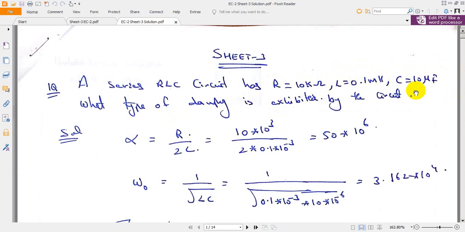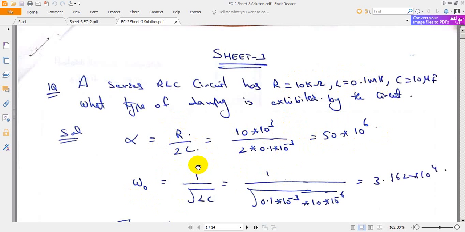The given R value, inductance value and capacitance value are specified here. First, let us evaluate the alpha value. Alpha for an RLC series circuit is R by 2L, and omega naught is equal to 1 by square root of LC. Substitute the known values: R is 10 kilo ohms and 2 into L, 0.1 millihenries. If you evaluate, you will get 50 into 10 to the power of 6 as the alpha value.